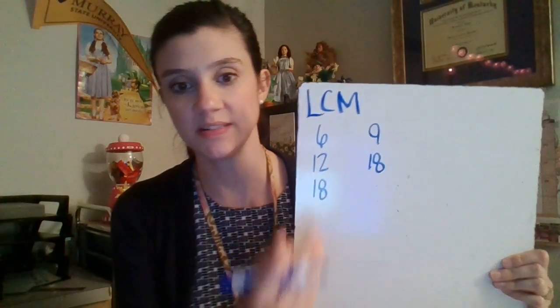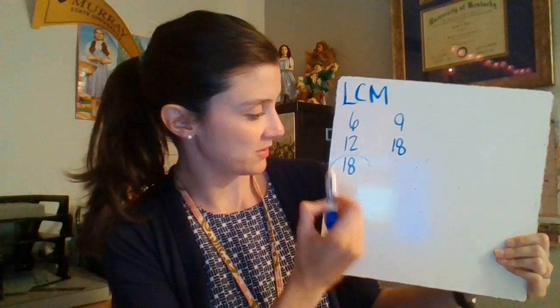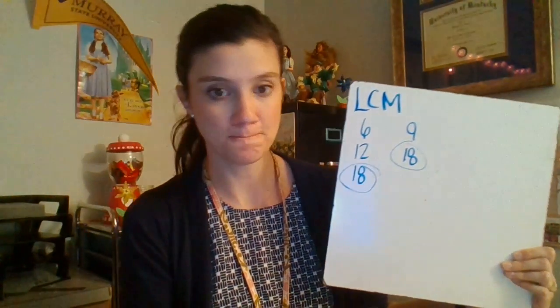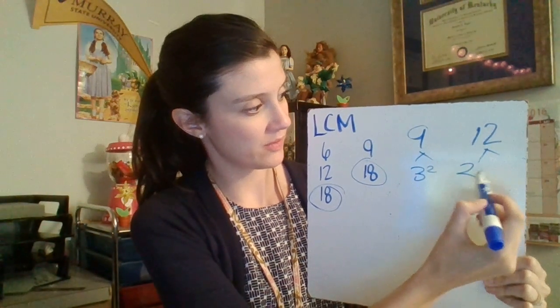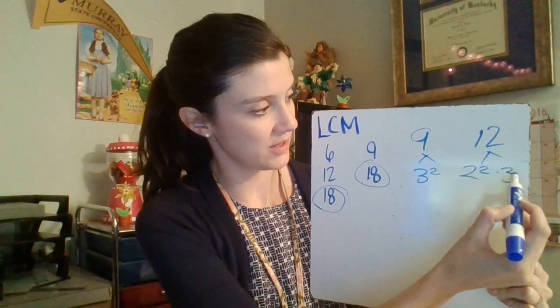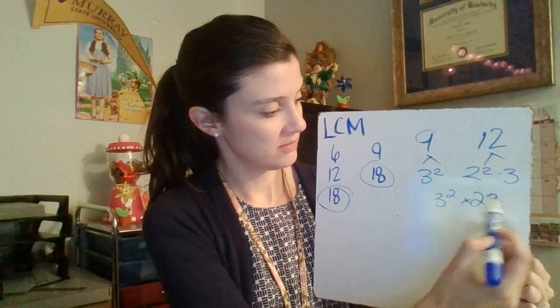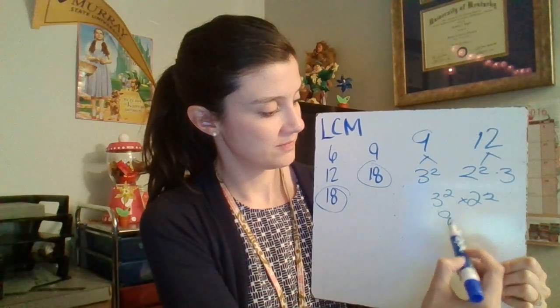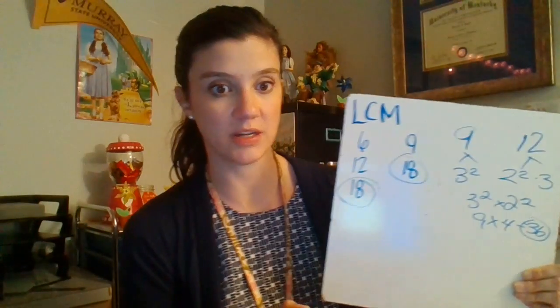Okay, for that first one, 6 and 9, since they were kind of small numbers, I just listed them. And I found a match with 18. Okay? For 9 and 12, this is 3 squared. And like we said before, this is 2 squared times 3. 3 squared times 2 squared. 9 times 4 equals 36. So the least common multiple between 9 and 12 would be 36.